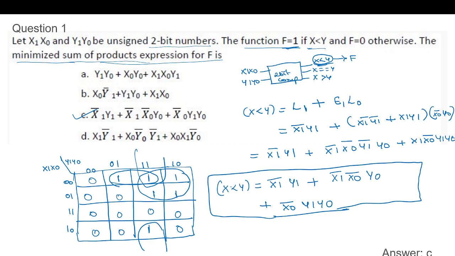I am audible, right? My screen is also visible. I am audible, right? Any doubts?